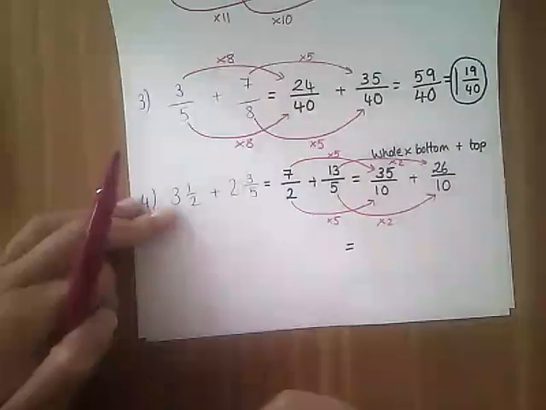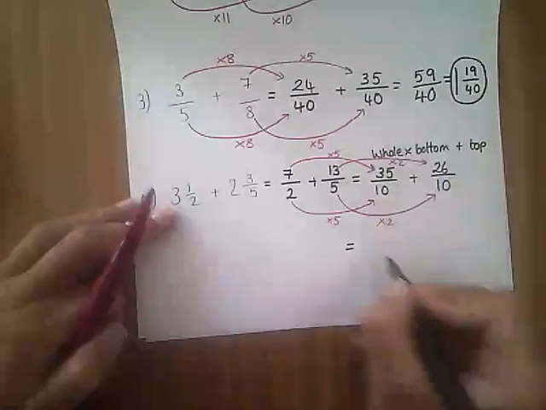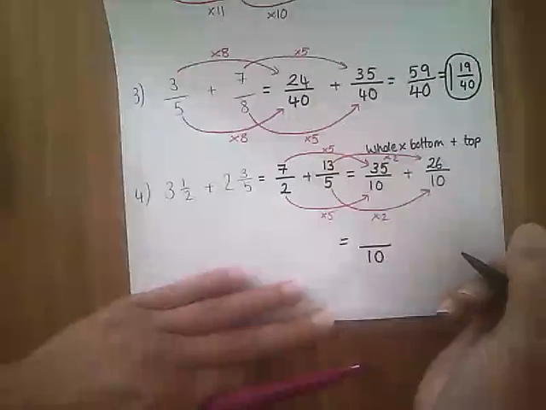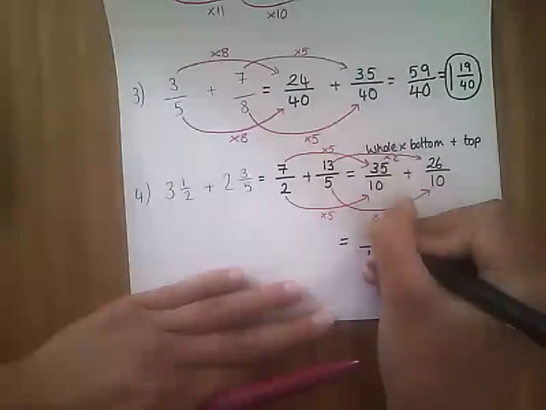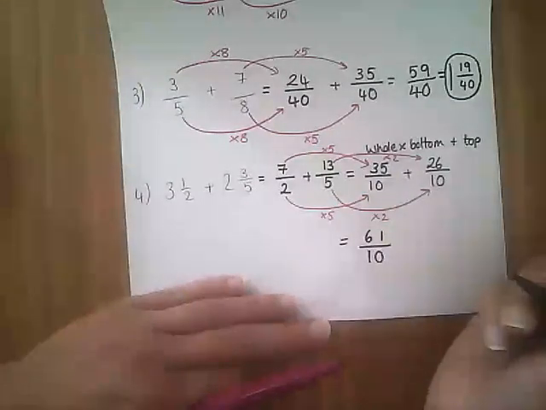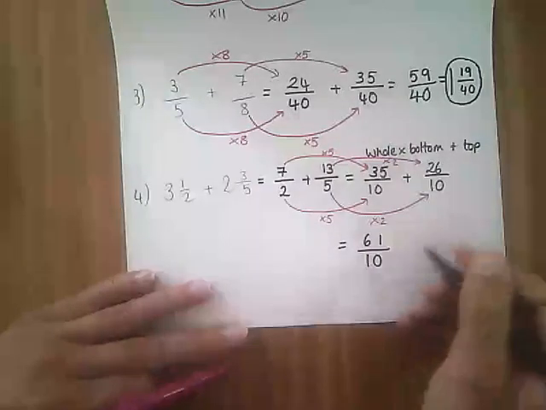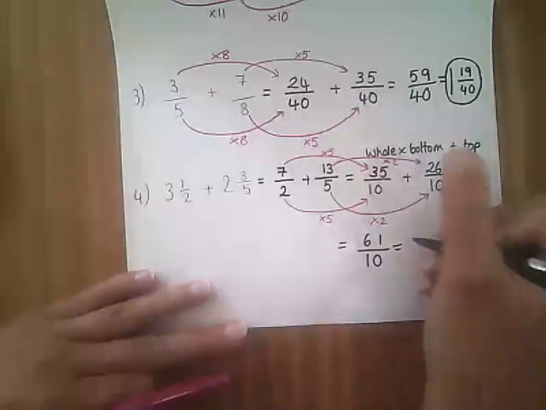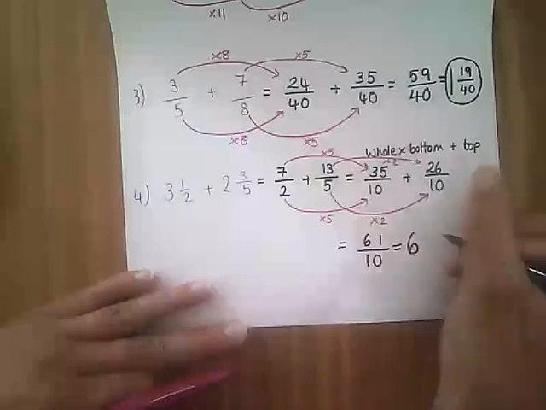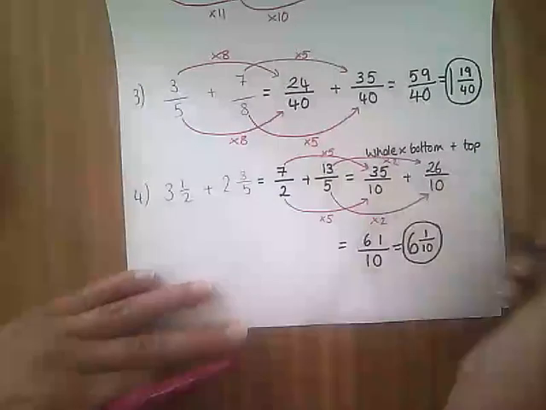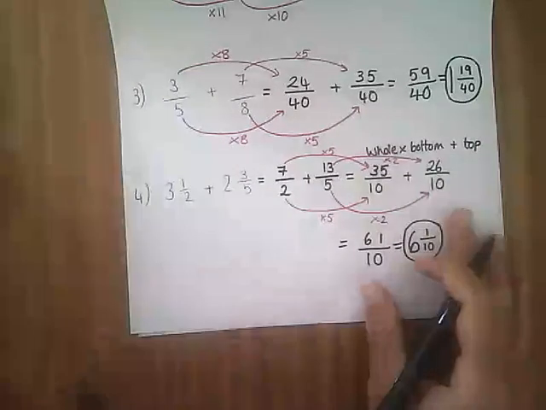35 over 10 plus 26 over 10. Well, the 10 stays on the bottom. 35 plus 26 makes 61. Yeah, 61. That is then top heavy. How many 10s in 61 is 6? How many left over? 1 out of 10. 6 and 1 tenth.